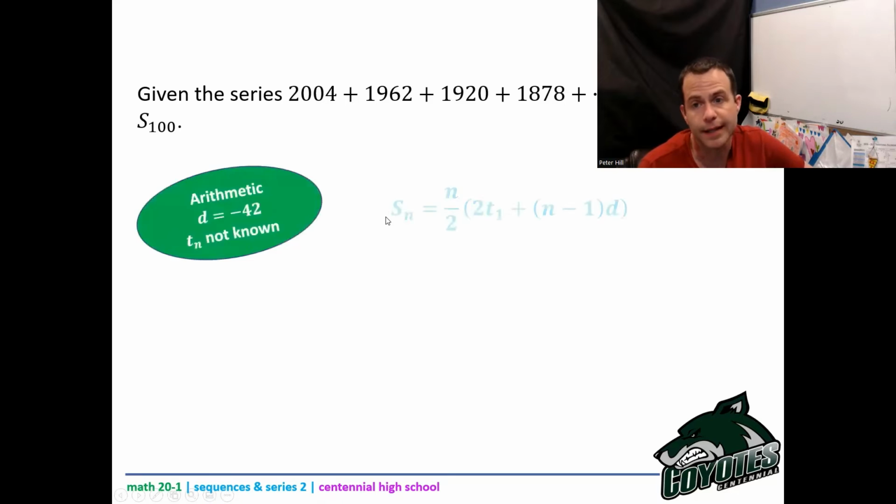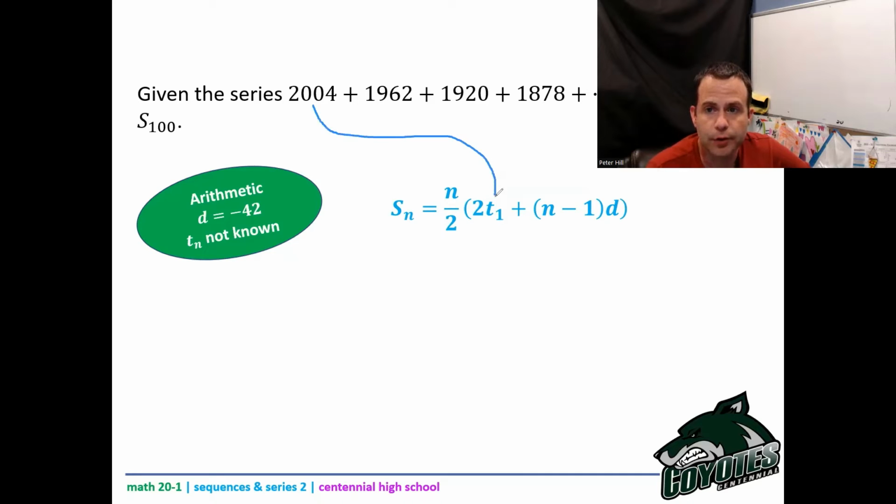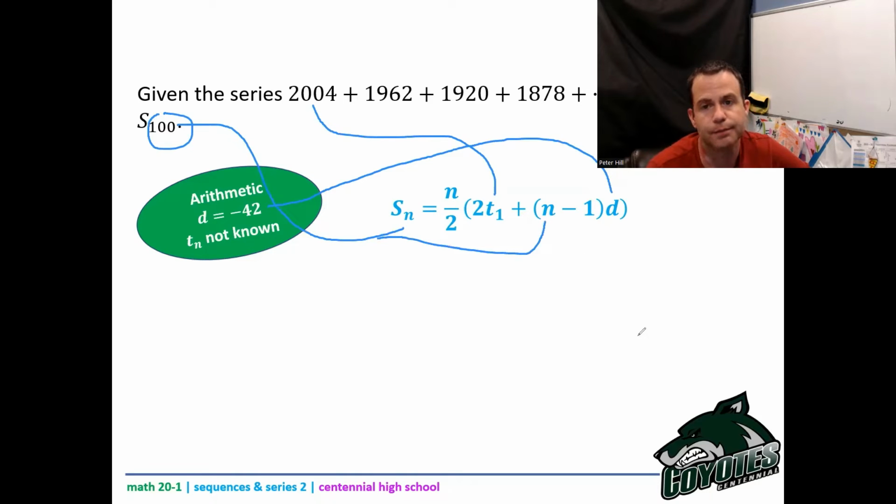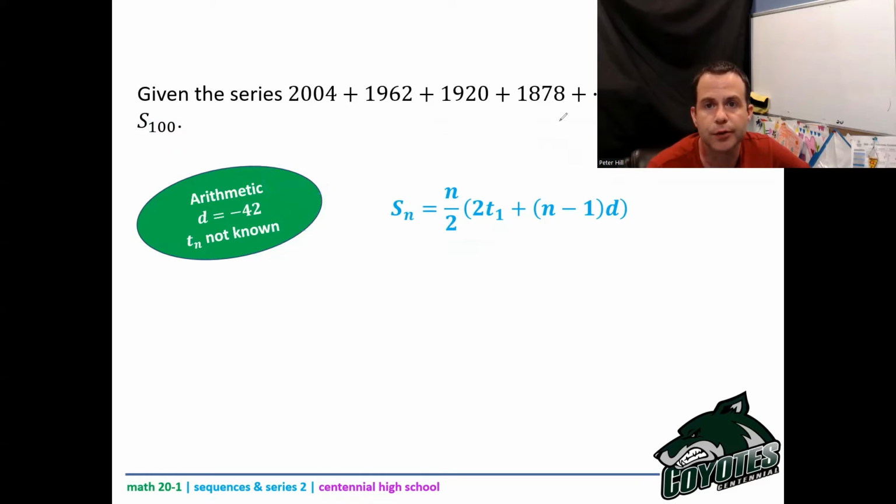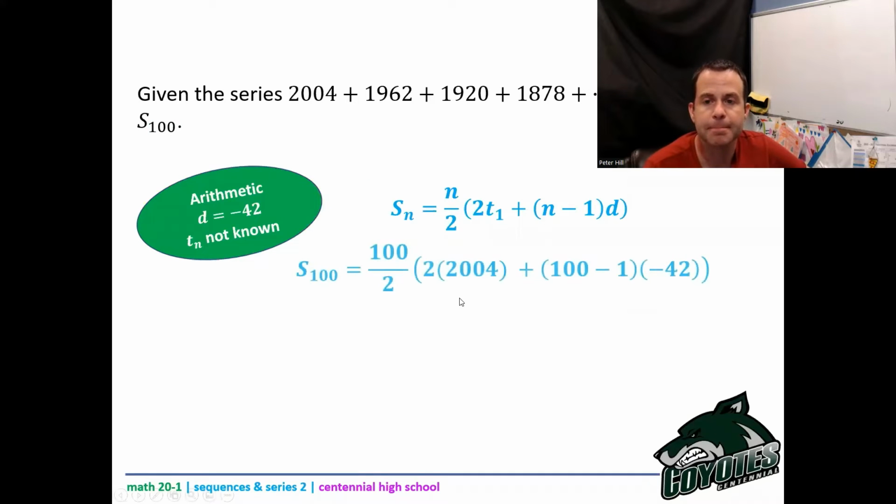Okay, so that takes me to this formula and I'm going to plug in everything I know. So I know that T of 1 is 2004, D is negative 42, and I know that n is 100. So I'll plug in 100 here and over here. Okay, all right, so let's do that. And I end up looking like this. 100 divided by 2 is 50. And then I'm going to have 2 times 2004 plus 99 times negative 42.